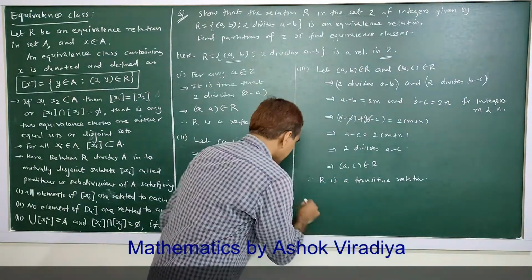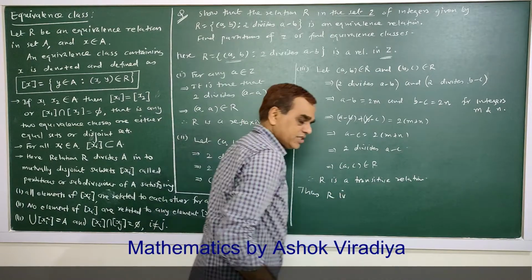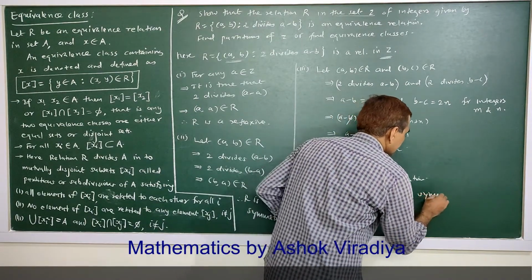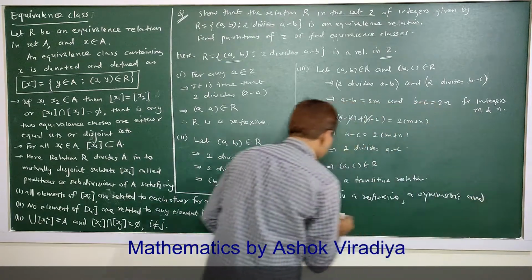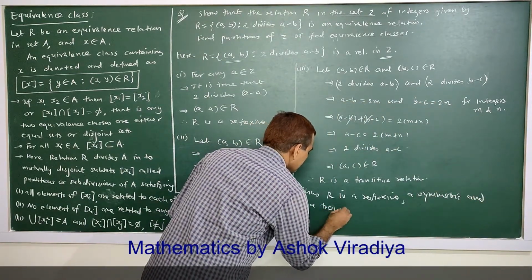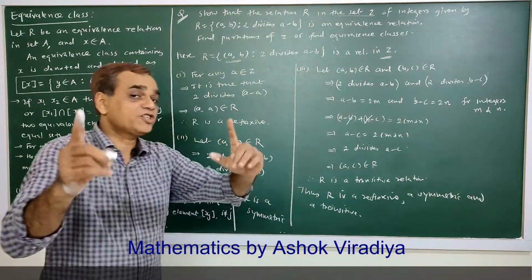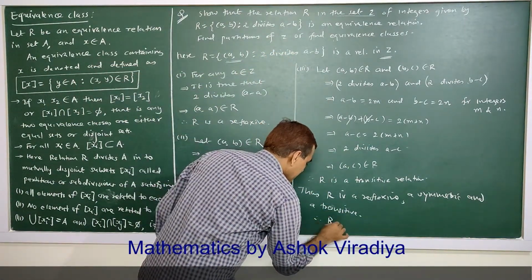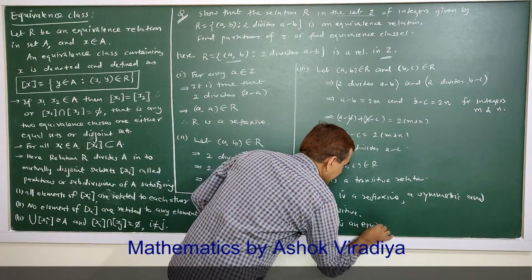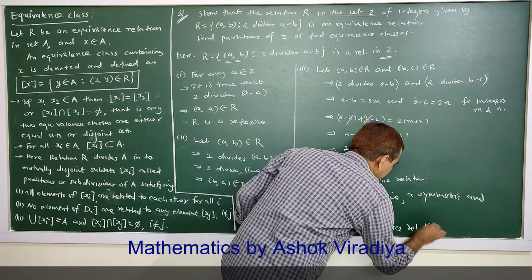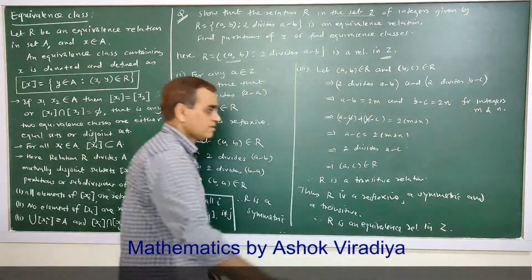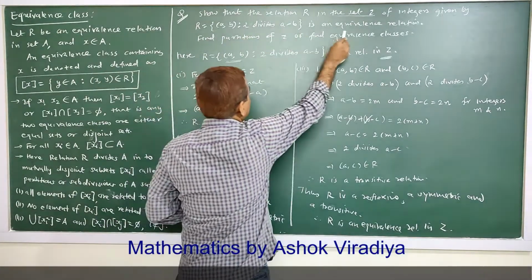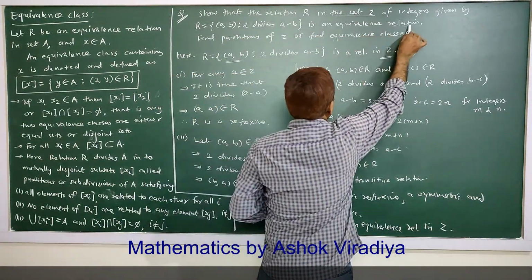So we have proved that. Thus, the relation is reflexive, symmetric, and transitive. And if any relation satisfies these conditions, then it is said to be an equivalence relation. Therefore, this relation is an equivalence relation in the given set Z. So we have proved the first part of the question, that this is an equivalence relation.